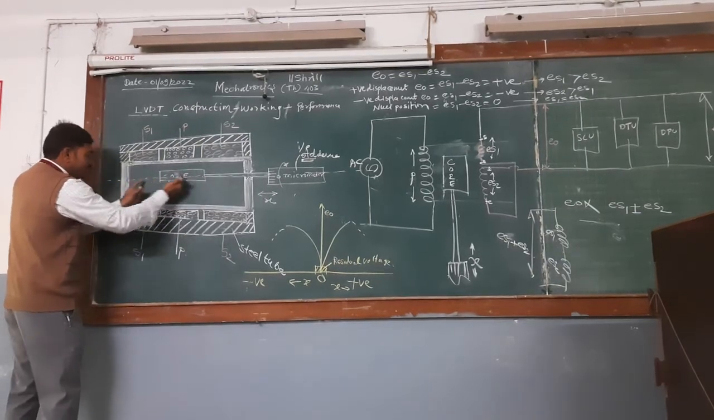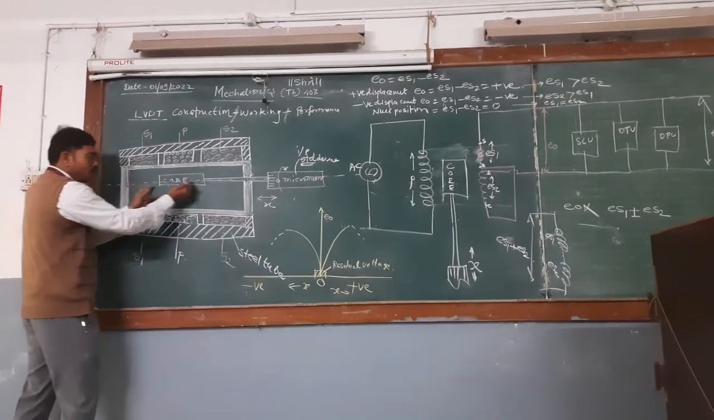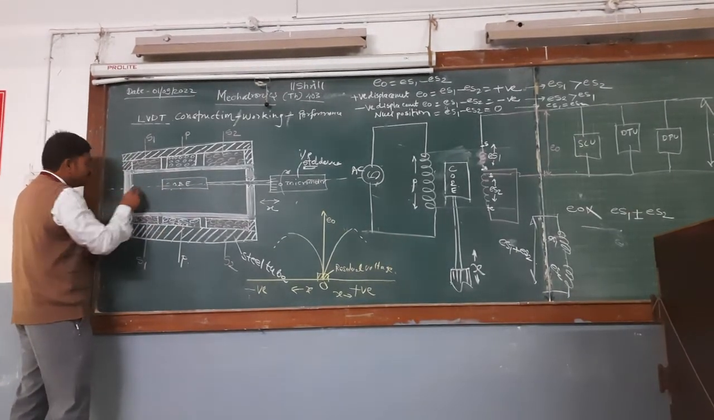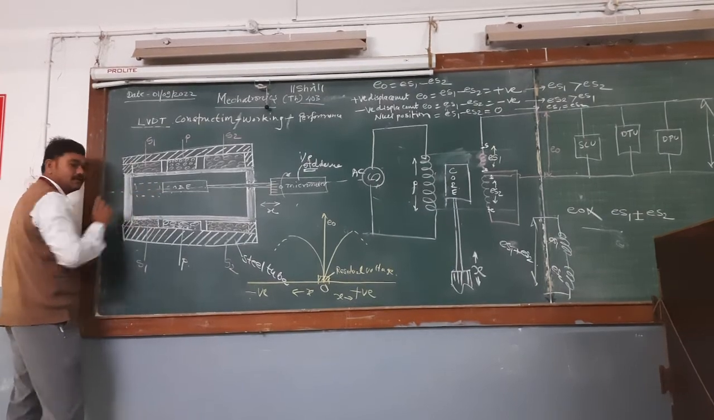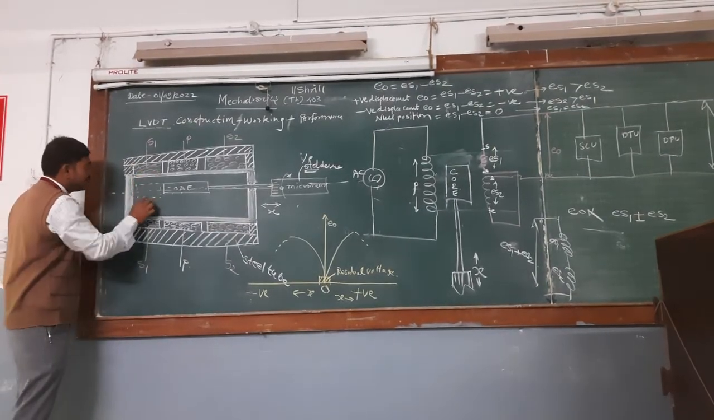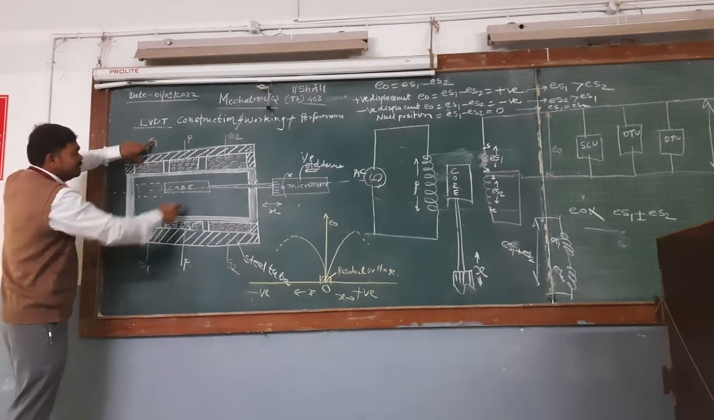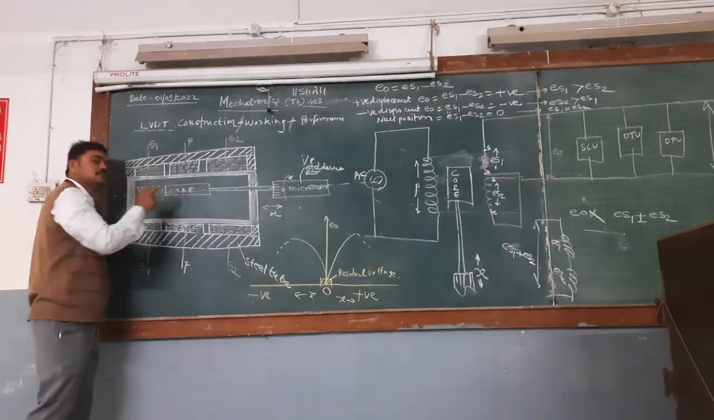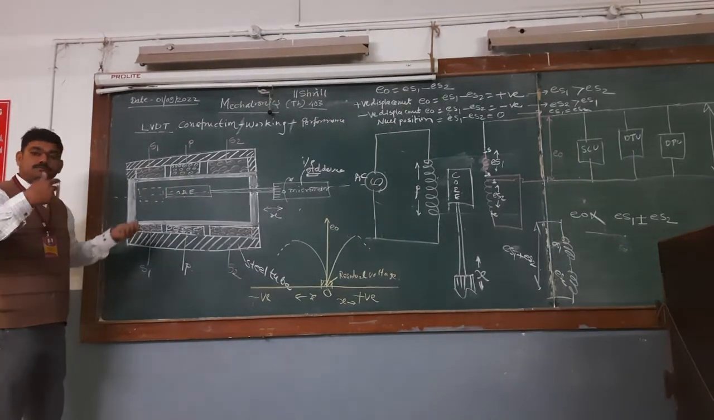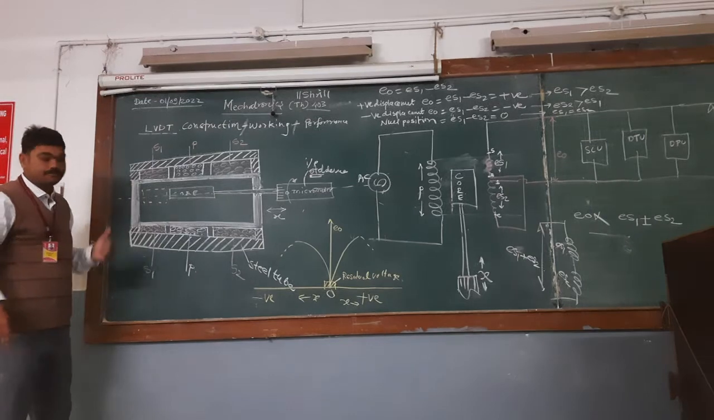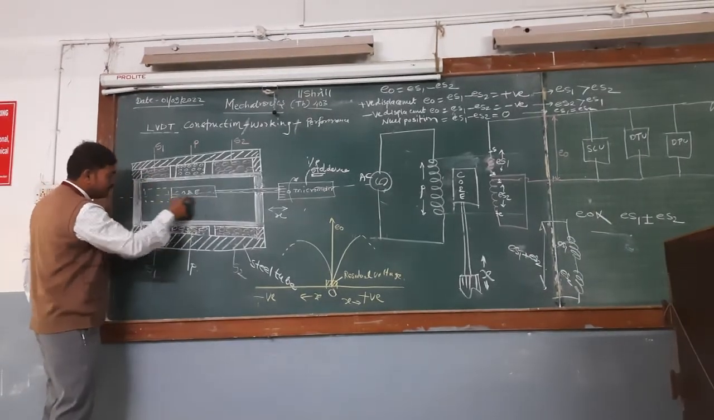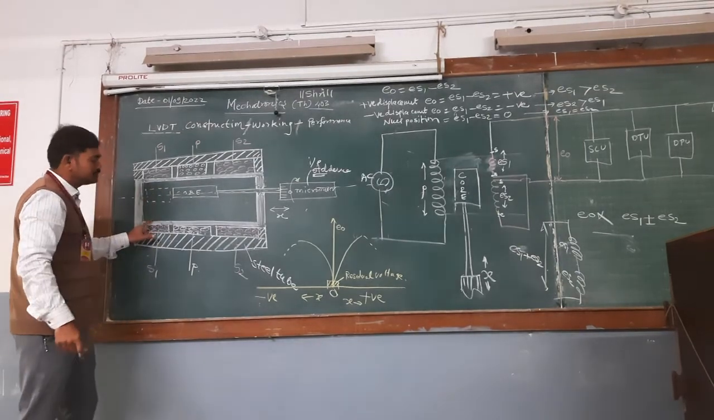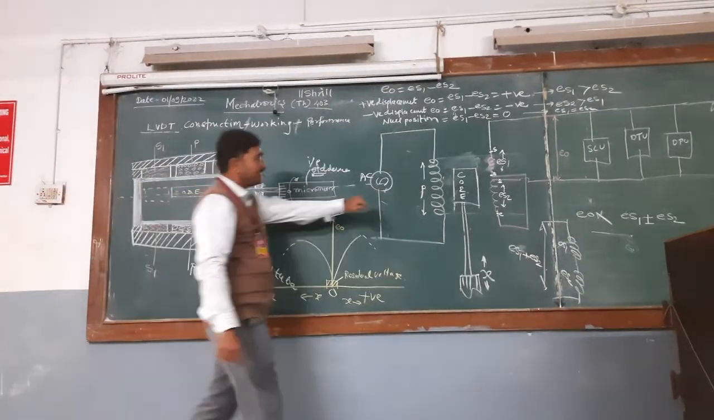As the core moves in the forward direction, its position will be here. So more flux gets linked in secondary 1 than secondary 2, because the presence of the core helps more flux induction. So when it is moved in the positive direction, more flux is induced on the secondary 1 side. We can see this on this side.